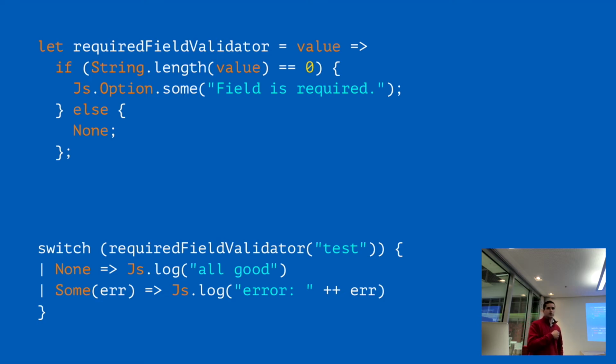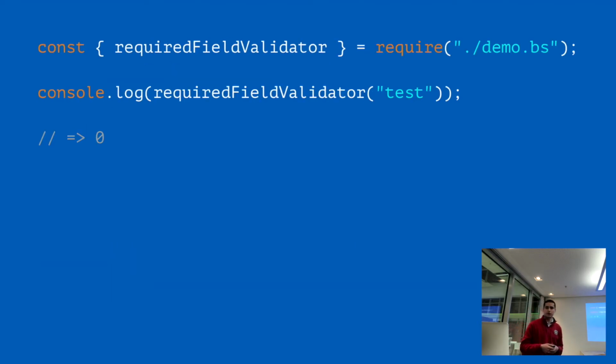Whether you would write this function like this or not is not actually relevant. All I want to show is how you would use this function from JavaScript. And so if you actually try it out, just naively, try to import the exported function and call it on a valid field, you get back 0. And you might wonder why.